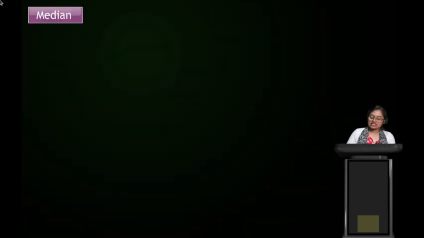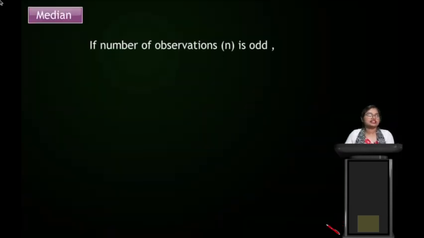So now let's see the second measure of central tendency, that is the median. So what are the steps we have to follow to find the median, children? So first we have to arrange the data in ascending order, then we have to find out the median. To find out the median we have two formulas, right? Yes, when the number of observations is even we have one formula, and when the number of observations is odd we have another formula. Now let's see that.